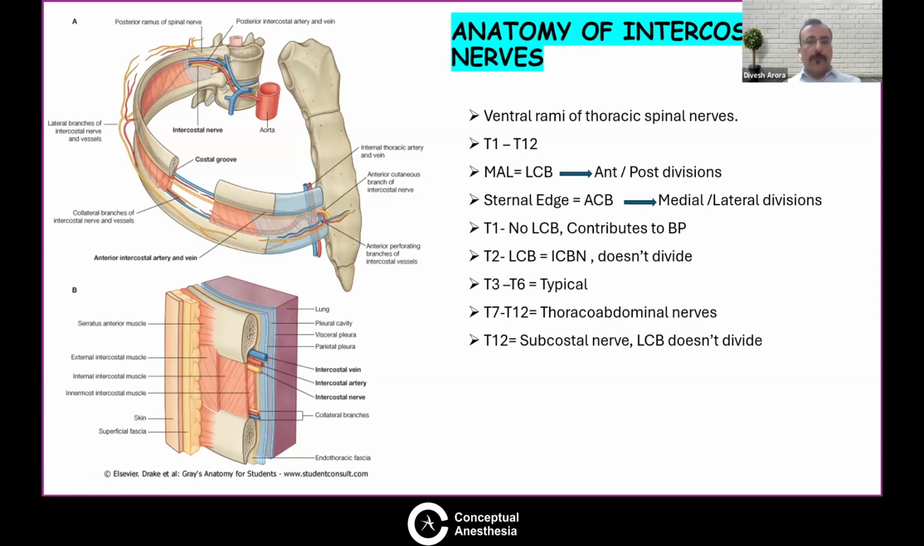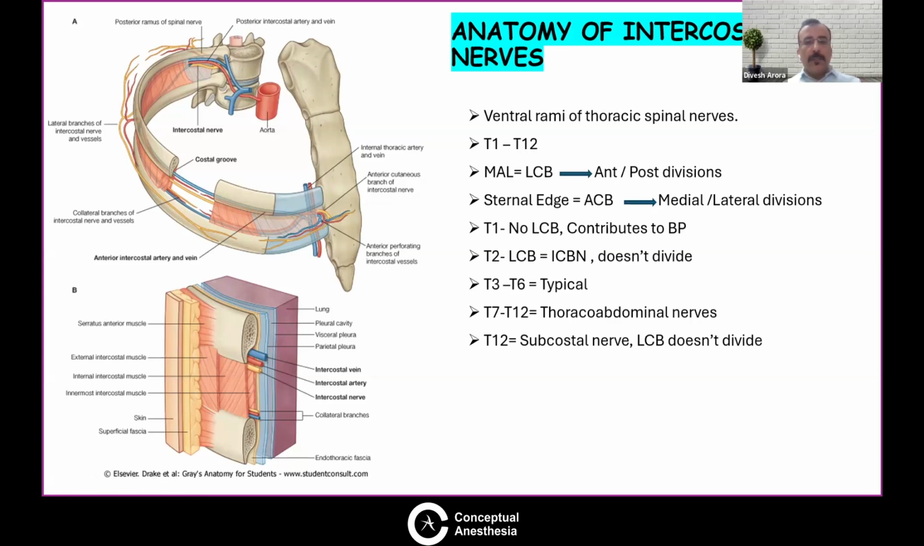But there are certain variations. As we all know, T1 participates in the formation of the brachial plexus, so it does not give rise to any lateral cutaneous branch. If we look at T2, the lateral cutaneous branch has a special name, the intercostobrachial nerve, and it does not divide. It is responsible for axillary innervation. T3 to T6 are typical intercostal nerves, meaning they divide into their lateral cutaneous branches and further into anterior and posterior divisions.